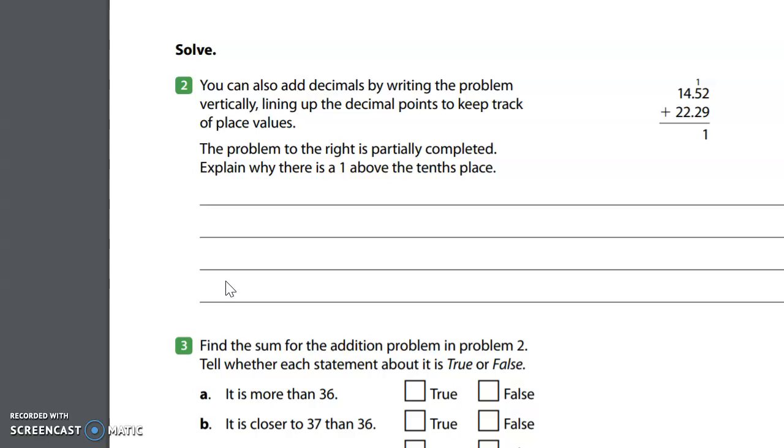For question number 2, it says you can also add decimals by writing the problem vertically, lining up the decimal points to keep track of place values. The problem to the right is partially completed. So explain why there is a 1 above the tenths place.